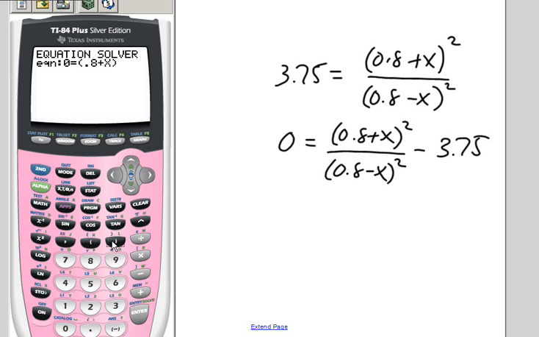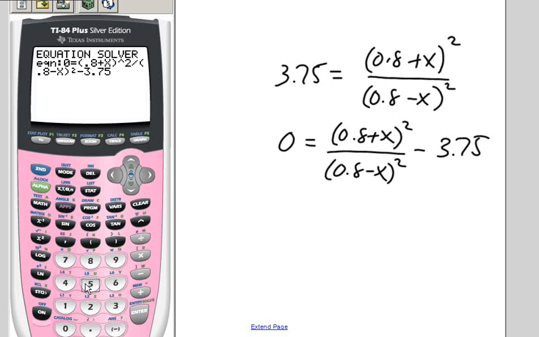Close the brackets. Now you have a squared button above the log button. It says x squared. Or sometimes you want to raise to the power of a different exponent. You could use this little hat button above the division symbol. So you could say raise to the power of 2 if you want. Okay? Divided by, open another bracket, 0.8 minus x, close bracket. And this time, instead of using the hat symbol, I'll just use the x squared symbol, to the power of 2, minus 3.75.